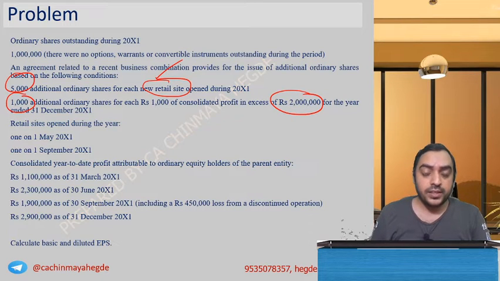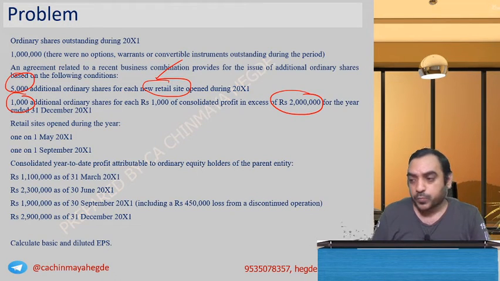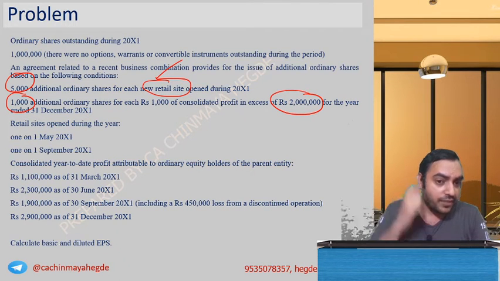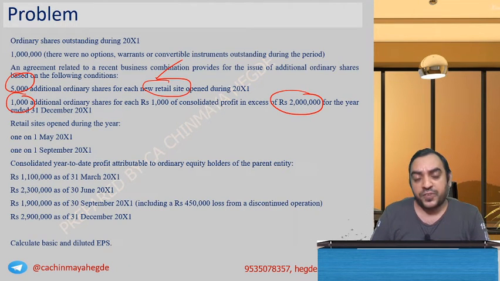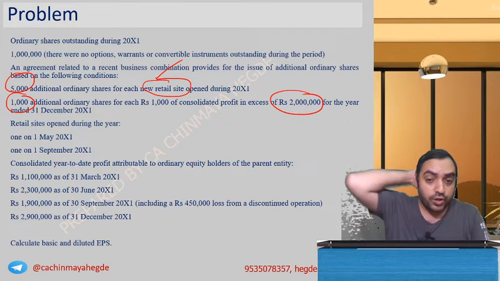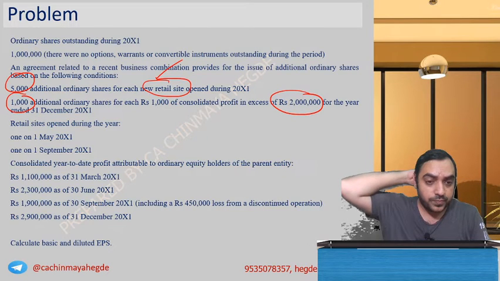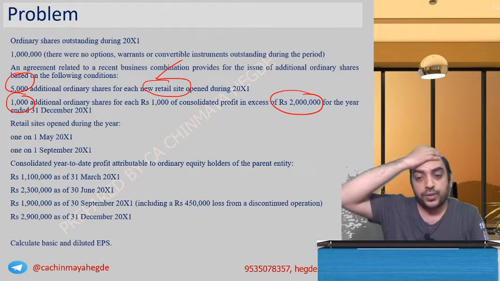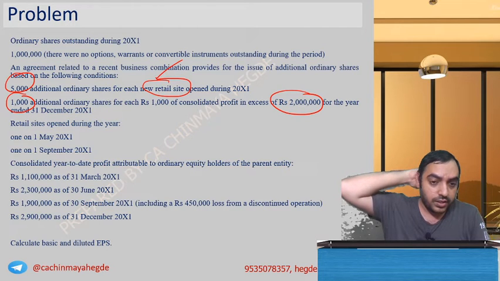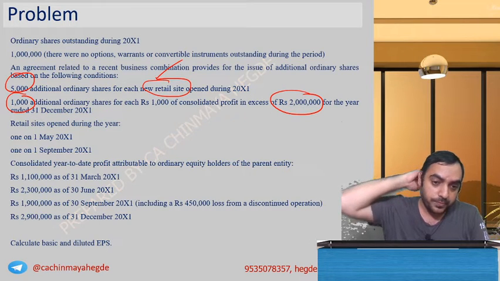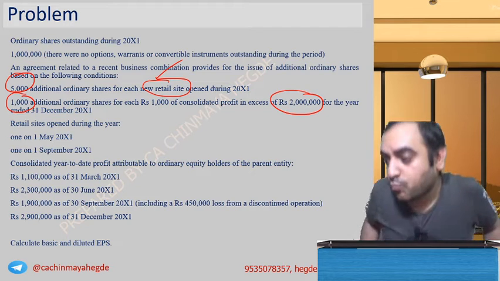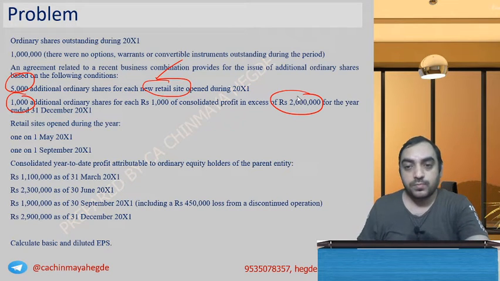Retail sites opened during the year: on May 1st, 1, and on September 1st, 1. Consolidated year-to-date profit attributable to equity shareholders of the parent entity on 31st March 2001, June 2001, September 2001, including a 4,50,000 loss from discontinued operation, then 31st December 2001. Calculate basic and diluted EPS.